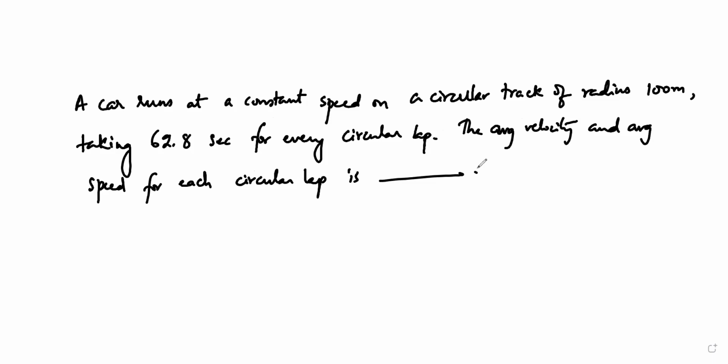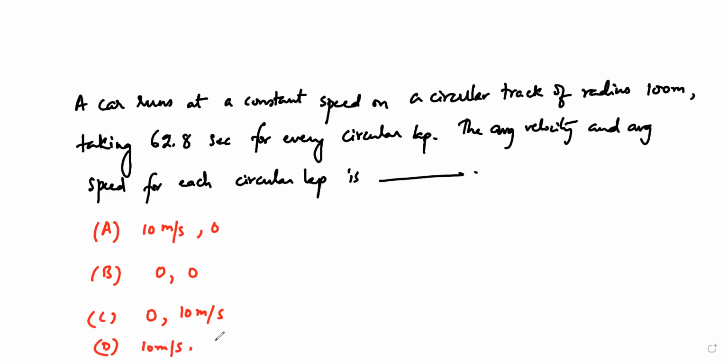Sir, first of all, I'll give you the options, sir. Options: 10 meters per second, 0, 0, 0, 0, 10 meters per second, 10 meters per second. Can you tell, sir? Circular lap. Anyone?